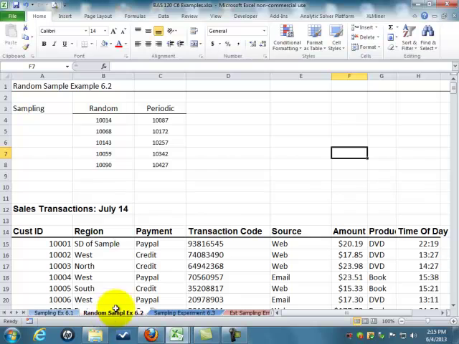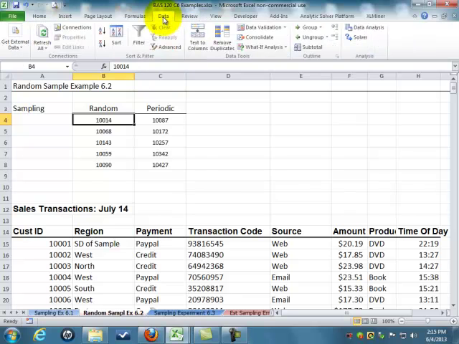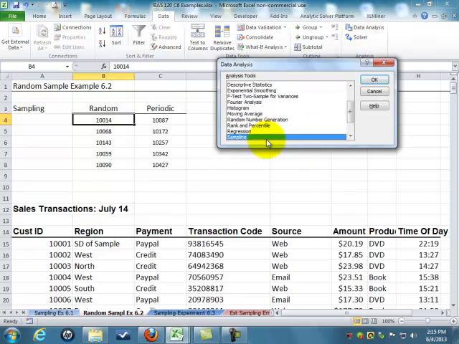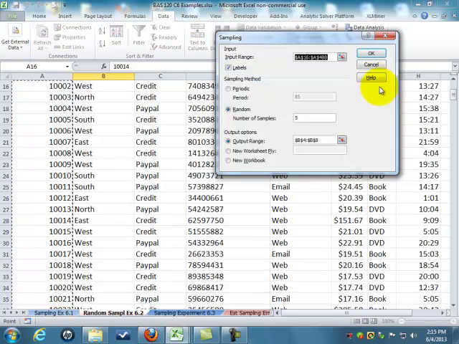Example 6.2 is how to do some random sampling. So what we've done here is we've taken the sales transactions, and all I've done in these cells is get a random sample. I went to data analysis, came down here to sampling. You can see here I hit random, give me 5 random numbers from this field. I highlighted the field, and then I just told it where I wanted to put it.